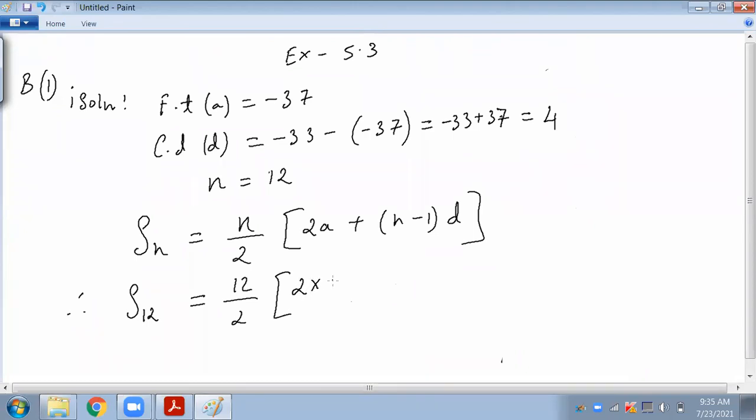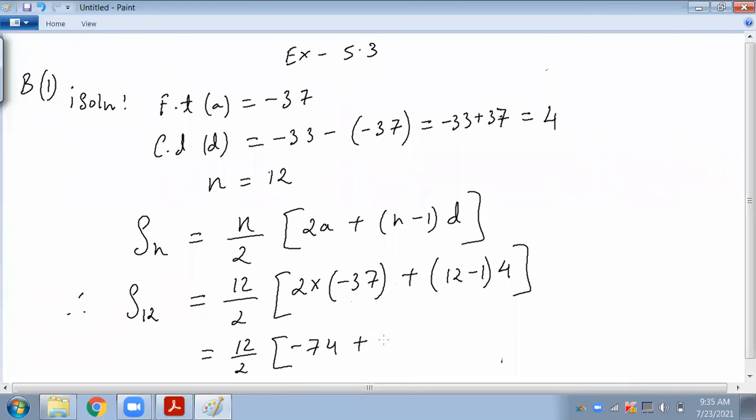2a, a is how much? A is minus 37 in the bracket, plus n is 12 minus 1, d. D is how much? D is 4, so 4. Okay, now solve this. So 12 by 2, 37 into 2 is how much? Minus 74 plus 12 minus 1 is 11 into 4.